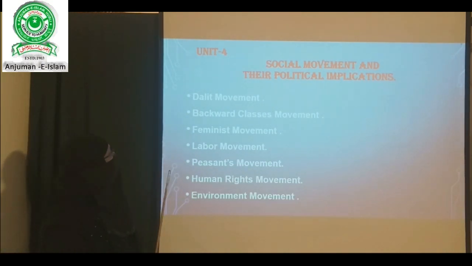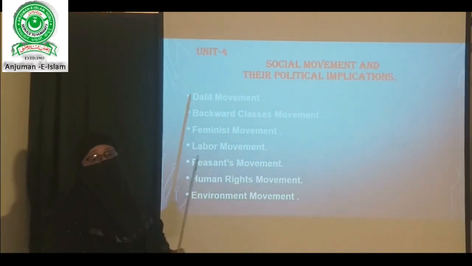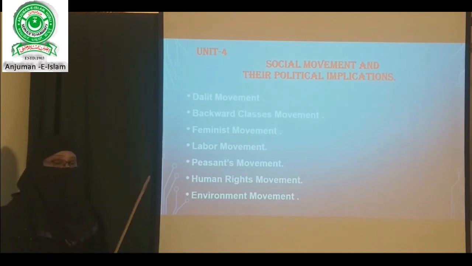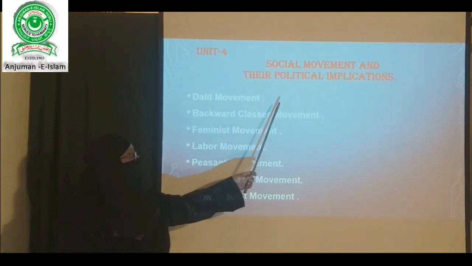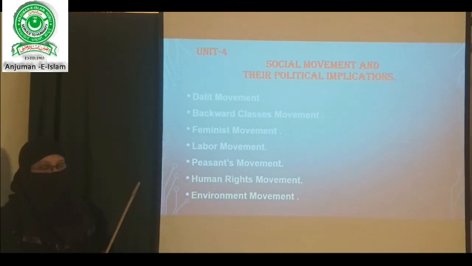Students, Unit 4 relates to social movements and their political implications. Social movements we see in other subjects also, but here we will be seeing what are the political implications of these social movements.